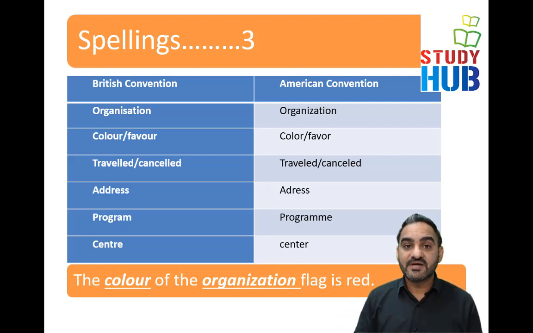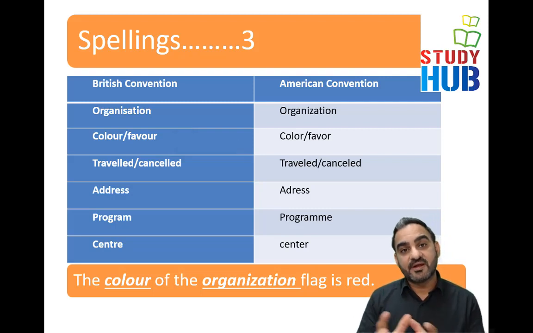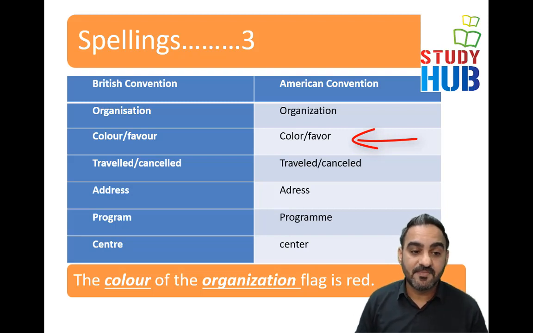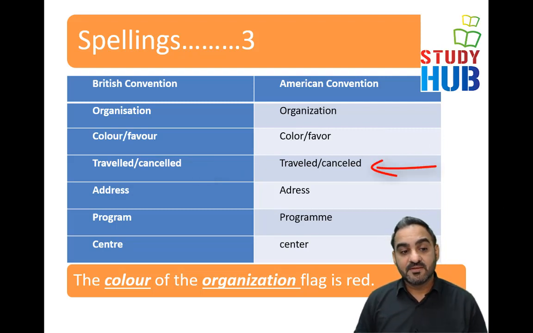Similarly, the words ending with OUR like color, favor, flavor, neighbor are written with OUR as per British English, but in American English you can write them just as COLOR, FAVOR. Similarly, the words with double L like traveled and cancelled are also written with single L.